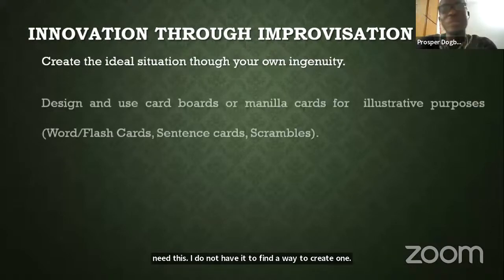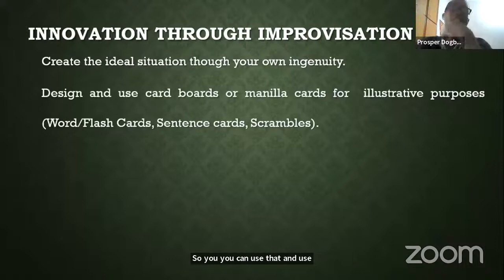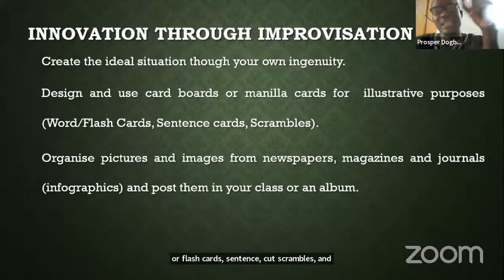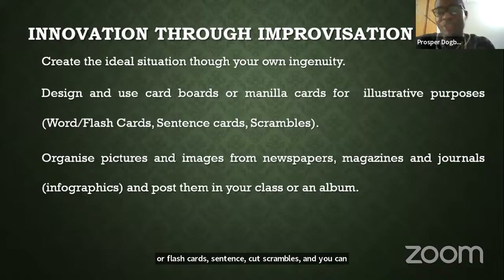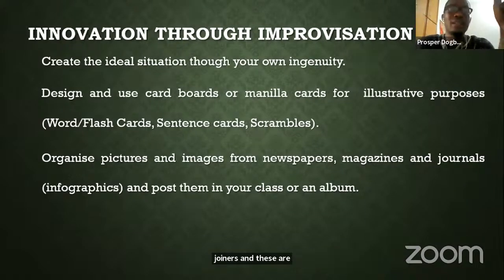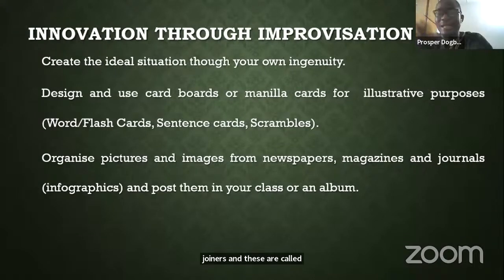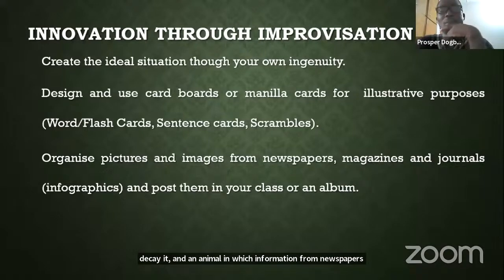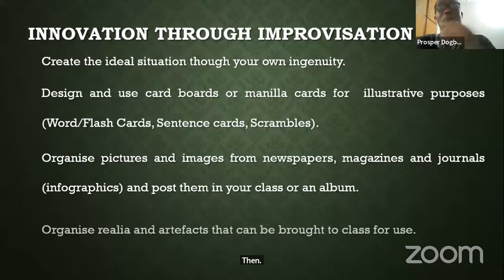So you can design and use cardboards or manila cards for illustrative purposes. So you can have word or flashcards, sentence cards, scrambles, and what have you. You can also organize pictures and images from newspapers, magazines, and journals. And these are called infographics. Post them in your classroom, or you have an album. Let students create an album, an exercise book dedicated as an album, in which they will take information from newspapers, magazines, and journals and post them in it. They bring that to class to aid your discussions.